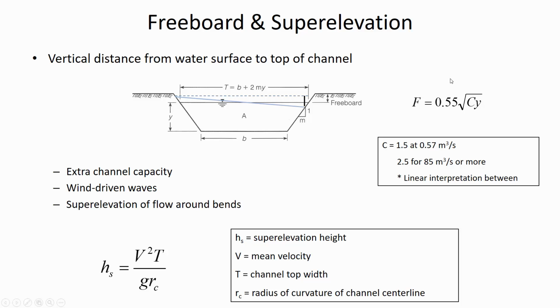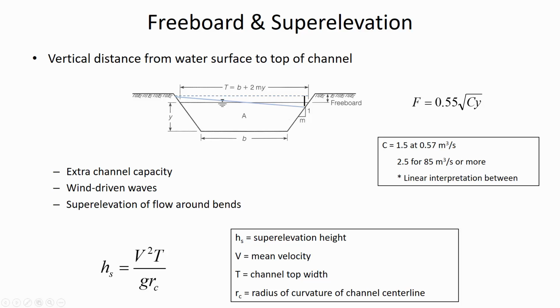Now, freeboard is usually calculated just with an empirical rule of thumb, 0.55 times the square root of c times y. And c is kind of like a meaningless coefficient that just has been developed over observation, and we can linearly interpolate between a low flow rate condition where you need relatively less freeboard and bigger channels. We'd say you need a little more freeboard. And so in an example we're going to be working in a moment, what we'll do is we'll linearly interpolate the c value.